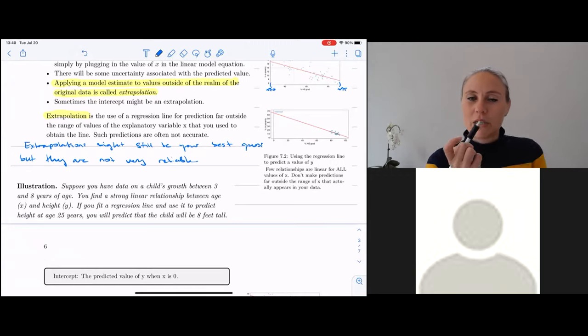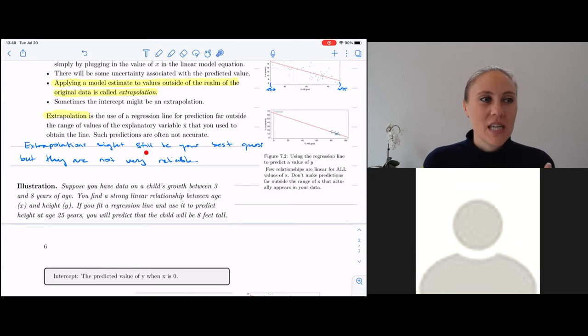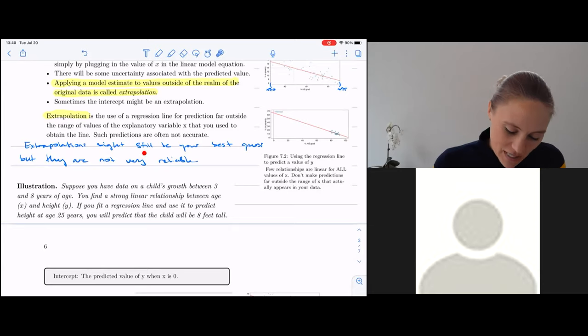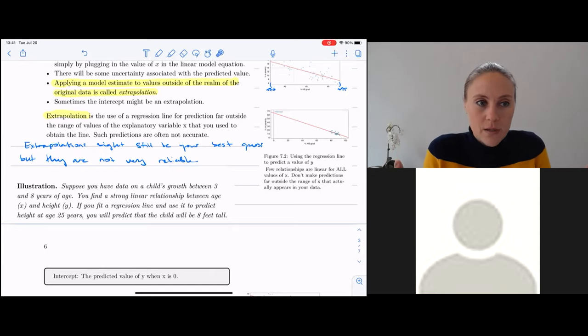Yikes, I've even got this little hand thingy to help me out, but looks like my writing got worse. So extrapolations might still be your best guess, right? If you have nothing else to go off of, you might have to extrapolate. But then in your report, you would need to acknowledge that, hey, I was extrapolating here, and so this prediction might not be very reliable. But it's all I've got, okay?